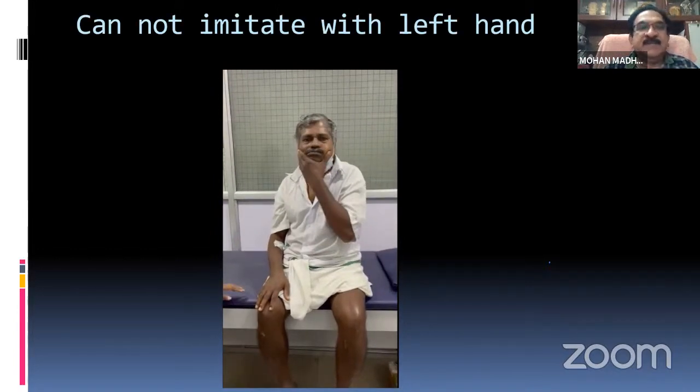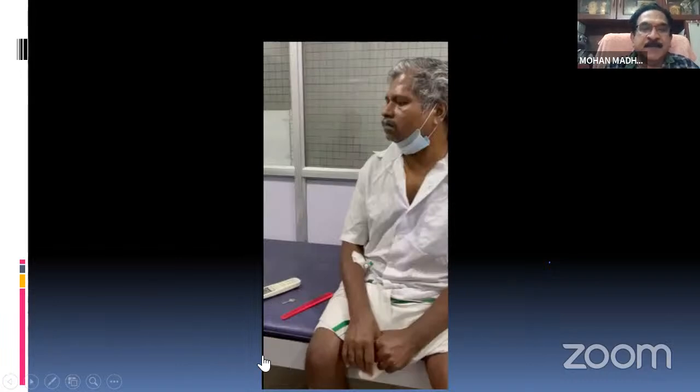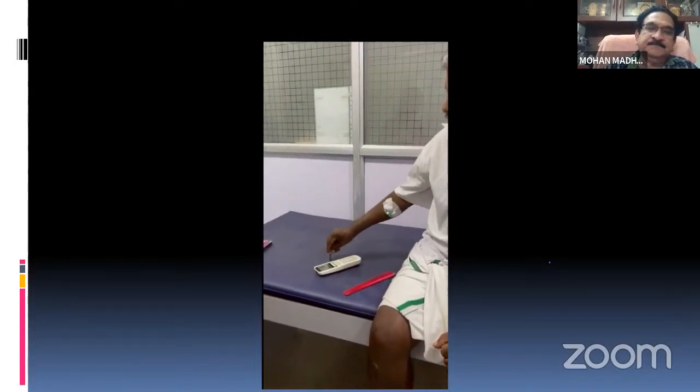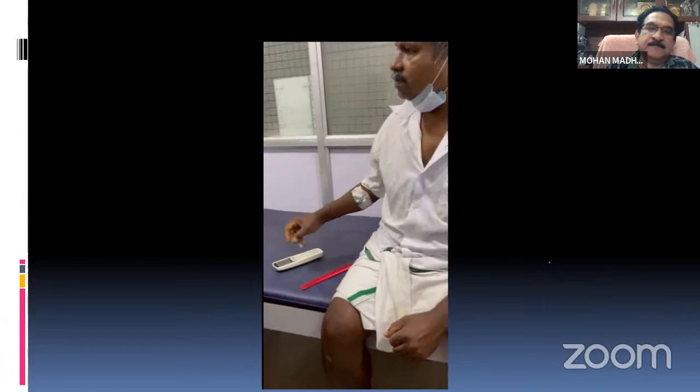So you cannot imitate with the left hand, can do with the right hand. You're touching the concept of praxis. What would they use to open a lock? Same thing we have shown earlier. How would they do it? Turn it. Okay.